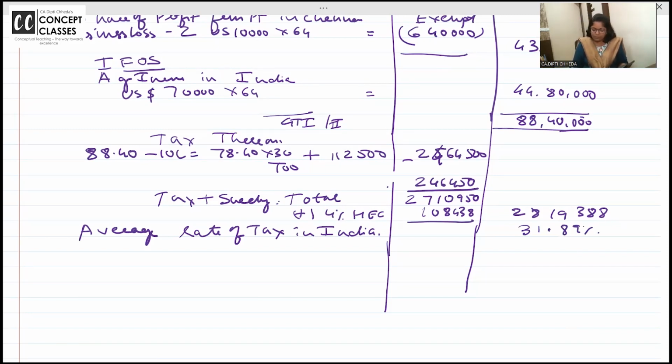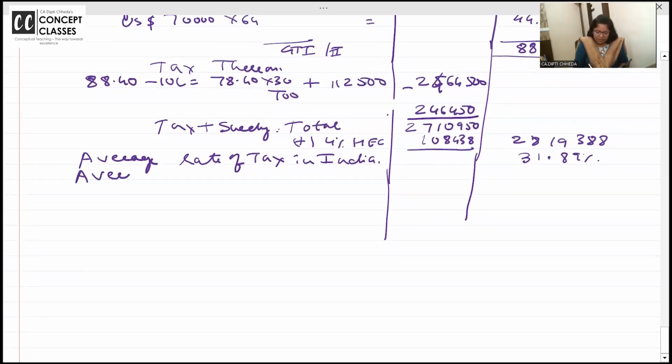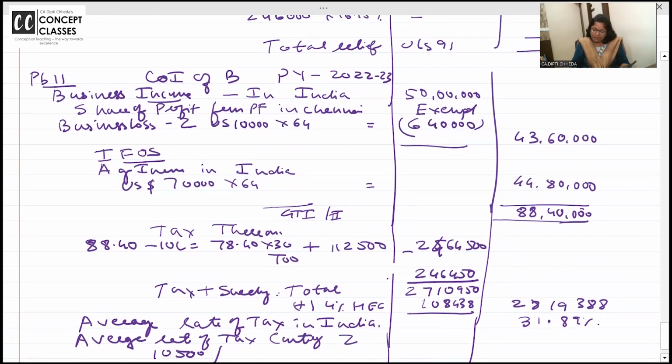Now, what is the average rate of tax in country X? X नहीं, क्या है? Z. तो कंट्री Z में एक तो बिजनेस लॉस था, वो तो कोई प्रॉब्लम नहीं है, बट यू हैव पेड टैक्स 10,500. 10,500. And what is the income in the country Z?